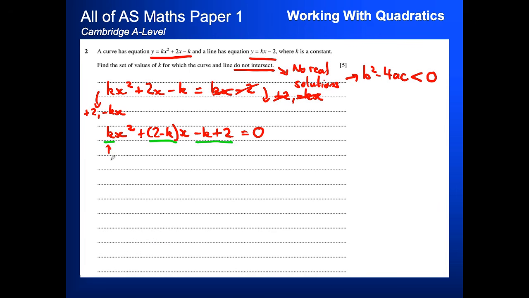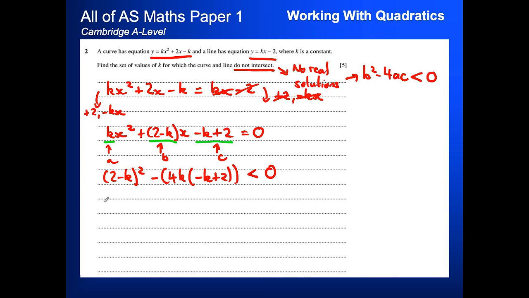So this is going to represent our a, this is going to represent our b, and this will represent our c. And now we just put it into this formula and then work through that algebra. So if we do that, we get 2 minus k all squared minus, well, 4 times a, which is k here, lots of minus k plus 2 is less than 0. And now it's an algebra exercise to get something that we can work with.